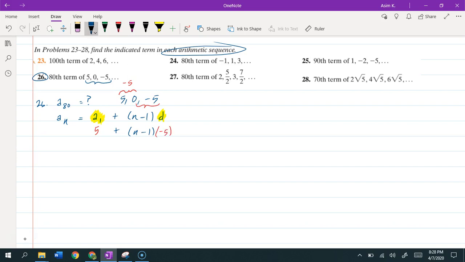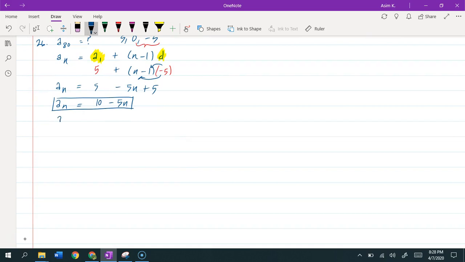Okay. Simplify this formula a little bit before you plug in for the term that you want. You don't have to, by the way, simplify. It just looks a lot neater if you simplify before you plug into the formula. So this becomes minus 5n plus 5, which becomes 10 minus 5n. Okay? Now, with that in mind, you can go ahead and find a sub 80. A sub 80 is simply 10 minus 5 times 80, right? So you end up with 10 minus 400, and therefore you end up with negative 390.